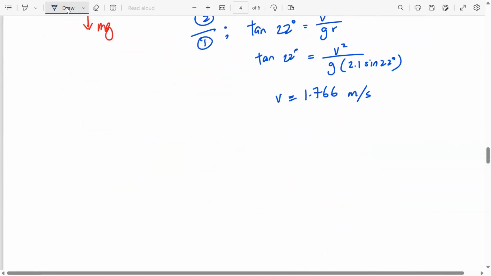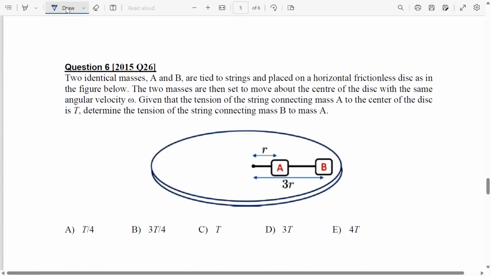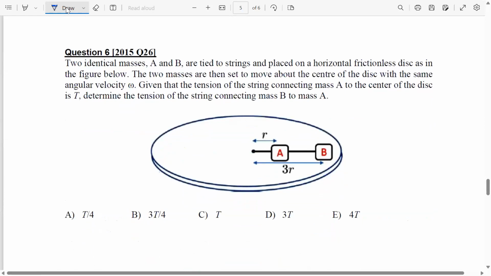Okay, next. Circular motion. Okay, 2015 question 26. Two identical masses, A and B, are tied to strings and placed on horizontal frictionless discs, as in the figure below. The two masses are then set to move about the center of the disc with the same angular velocity. Given the tension connecting A to the center of the disc is T, determine the tension of the string connecting B to A.